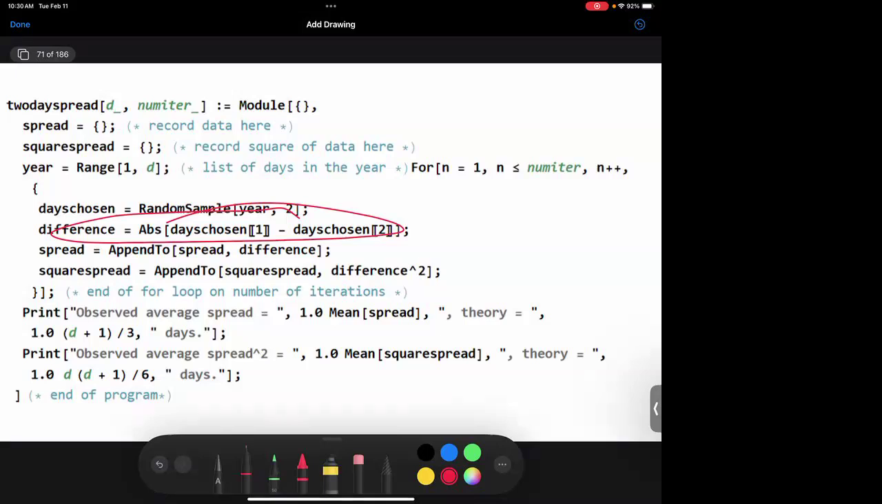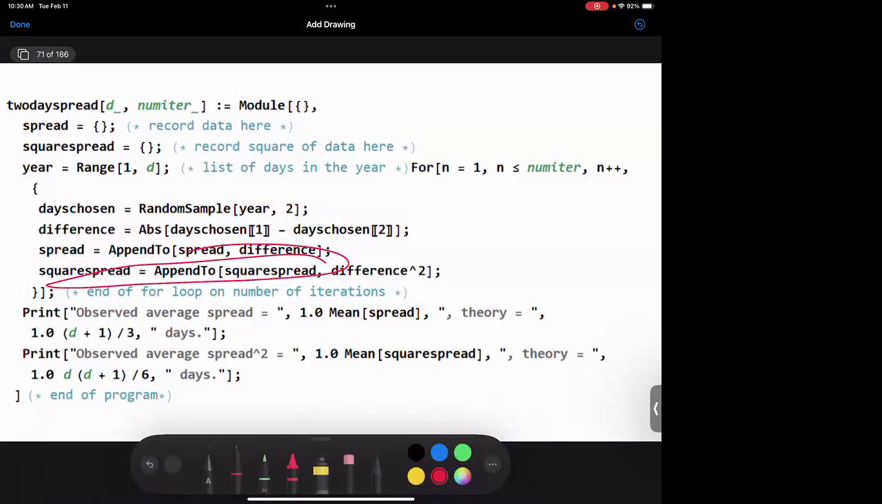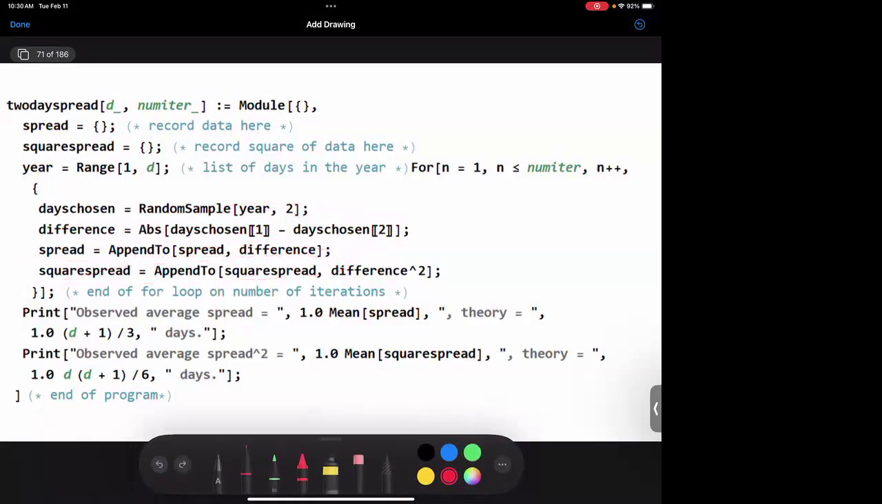And I take the absolute value so I don't have to worry about which one was first, which one was second. And then I take that value and I add that to my list of spread. And then I take the square of that and I add that to the square of spread. And then I just go through and print out the mean of spread and the mean of square spread. So I know there's at least one person in Zoomland who has good coding skills.